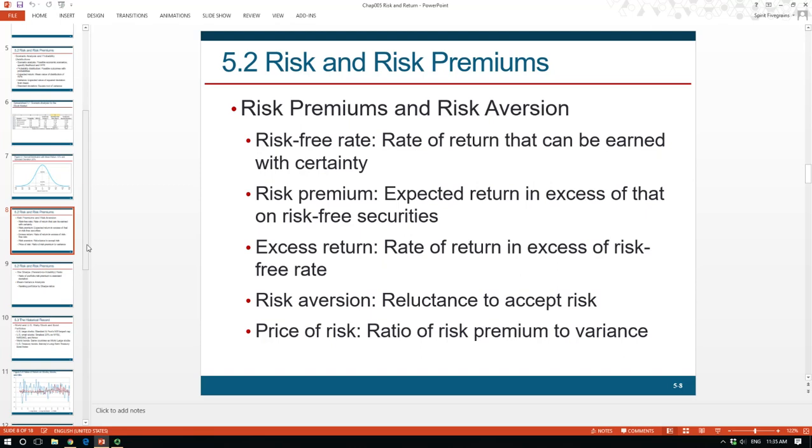And the last terminology here is the price of risk. The price of risk can be viewed as a simple measure of risk-return trade-off. It is the ratio of risk premium to variance. Well, what is variance? Variance is a very useful measure for risk. So here you have a ratio of risk premium to risk, or return to risk. That actually gives you a very straightforward measure for risk-return trade-off, and we call this the price of risk. Right? Taking risk has a price, and the investor needs to be compensated to bear more risk.